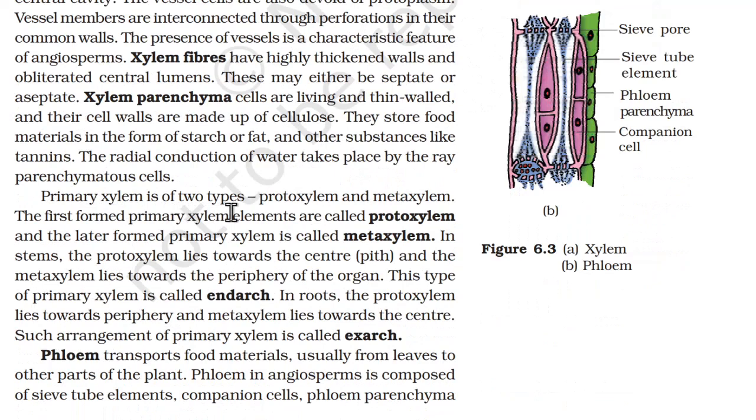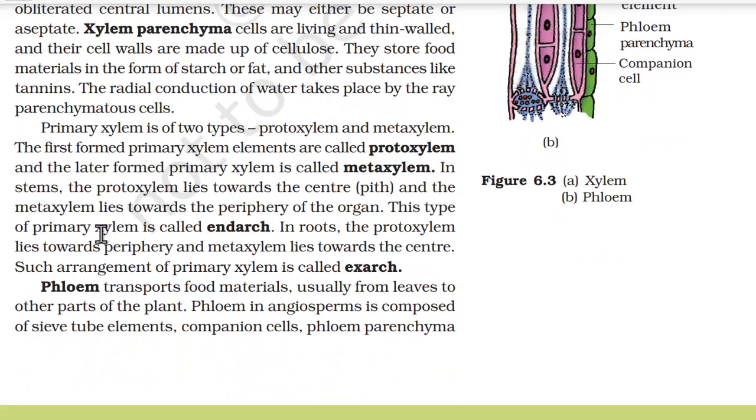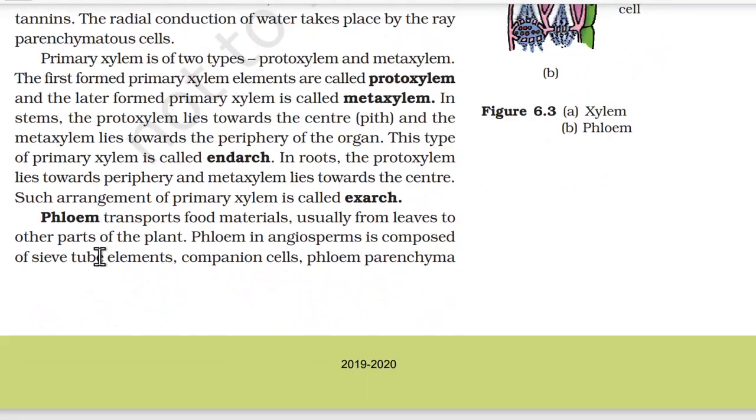Primary xylem is of two types, protoxylem and metaxylem. The first formed primary xylem elements are called protoxylem, and the later formed primary xylem is called metaxylem. In stem, the protoxylem lies towards the center or pith, and the metaxylem lies towards the periphery of the organ. This type of primary xylem is called endarch. In roots, the protoxylem lies towards the periphery and metaxylem lies towards the center. Such arrangement of primary xylem is called exarch.